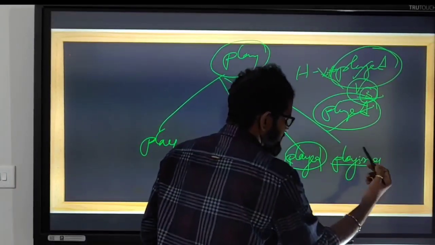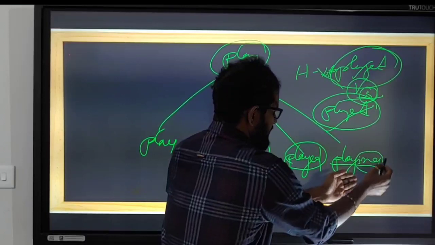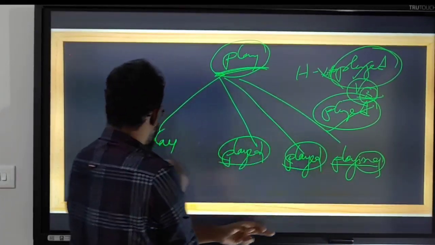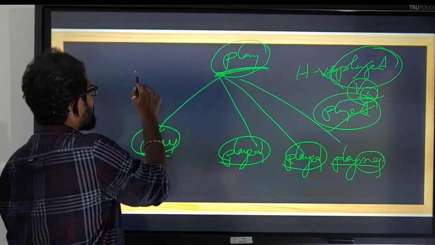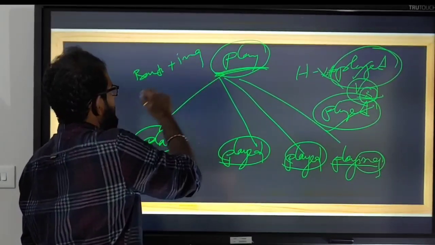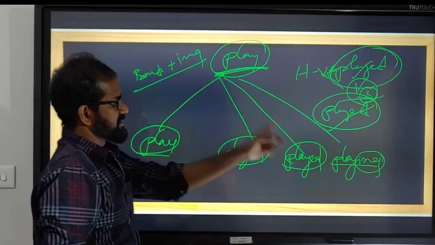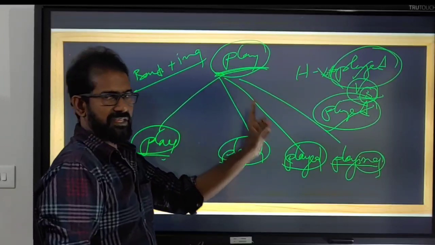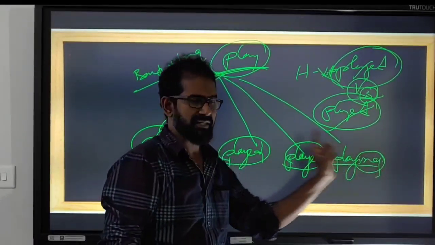Now, playing, present participle. Here we added ing to the base form, not to the present form. So, base form plus ing. Base form plus ing is called present participle.